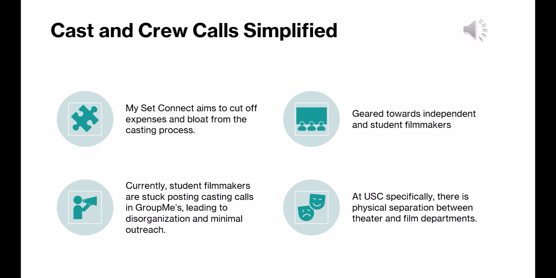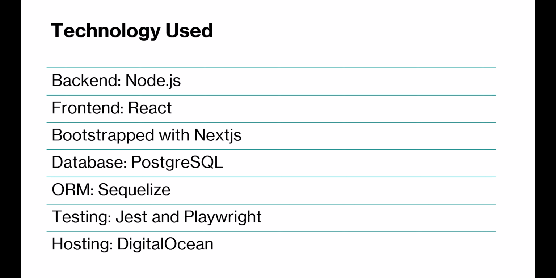At USC, more specifically, there is a physical separation between theater and film departments, often leading to even more miscommunication and mismanagement. MySet Connect aims to cut off the expenses and bloat that comes from the casting call process by providing a platform in which cast and crew can connect with one another. This website is geared towards independent and student filmmakers and can make a big difference in how the cast and crew call process works.